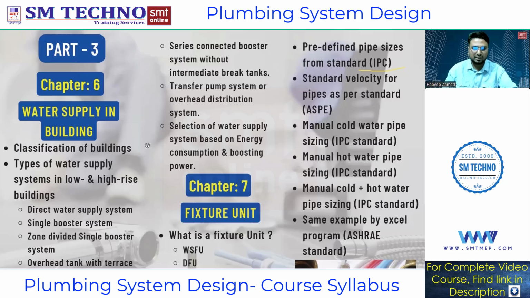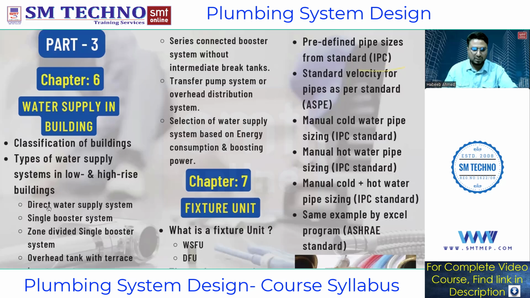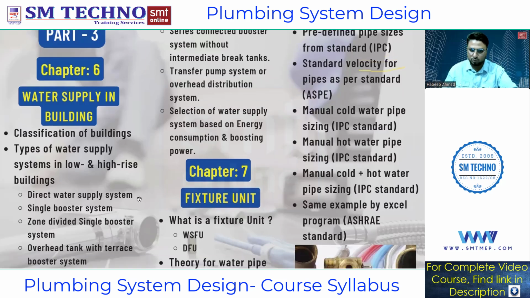So we'll learn the classification of buildings, then the types of water supply systems in low and high rise buildings. Very important. The first one is the direct water supply system. What do you mean by this? We'll learn at the time of the project. Like I said, Villa A depends on the direct water supply system. In any project you deal with, there will be some water supply system, that is, how water enters the building or the project. That is nothing but the water supply system within a building.